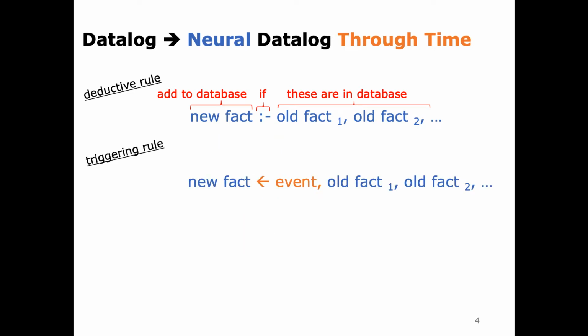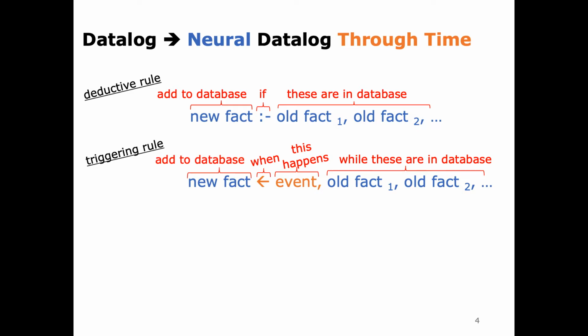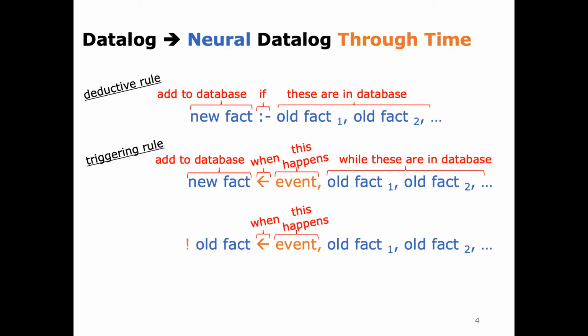Now let's see the format of a triggering rule. It is a new kind of rule we add to the Datalog, which means when this event happens, while these are in the database, add this new fact into the database. Here's another kind of triggering rule, which means when this event happens, while these are in the database, delete this old fact.